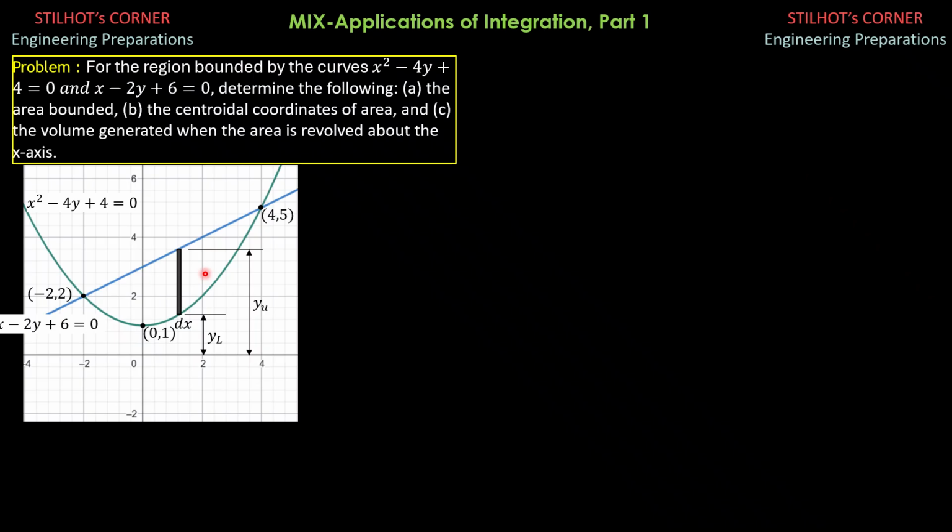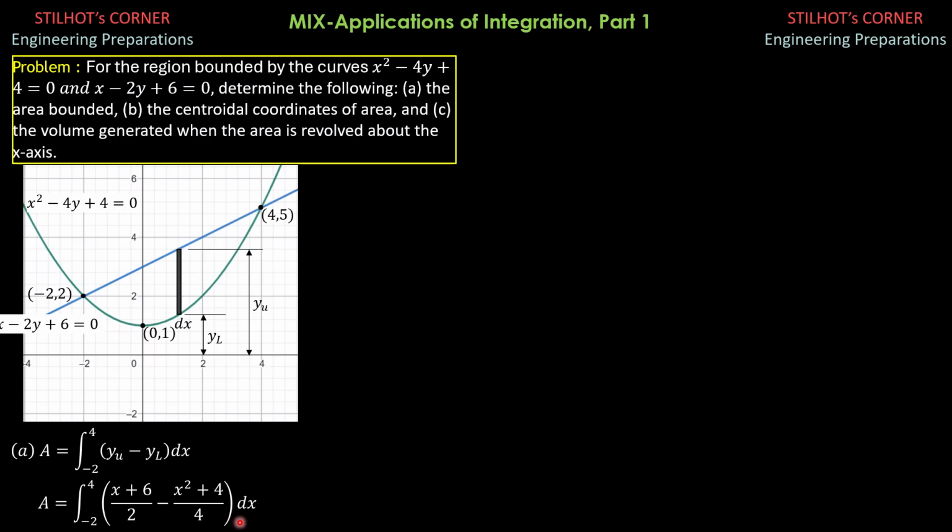So area is the integral of the differential area of this strip, which is height, upper y minus lower y, then thickness dx, from negative 2 to 4. The upper y is the y of the line, which, if you solve for y, is (x plus 6) over 2. And the lower y is the y of the parabola. If we solve this equation for y, it is (x squared plus 4) divided by 4. So area is the integral from negative 2 to 4 of (x plus 6)/2 minus (x squared plus 4)/4, dx.